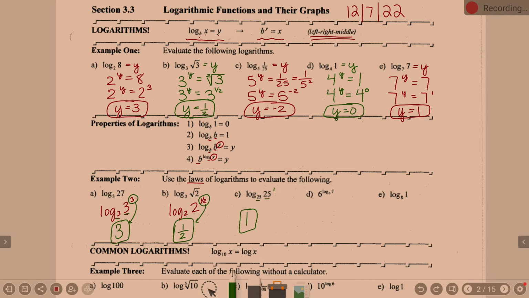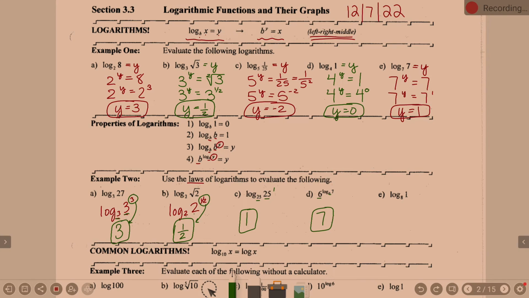Okay, D. 6 raised to the log base 6 of 7. Property 4. So that would be 7. Because those 6's match, this expression is equal to 7. In other words, if you were to put this expression into the calculator, it would equal 7.